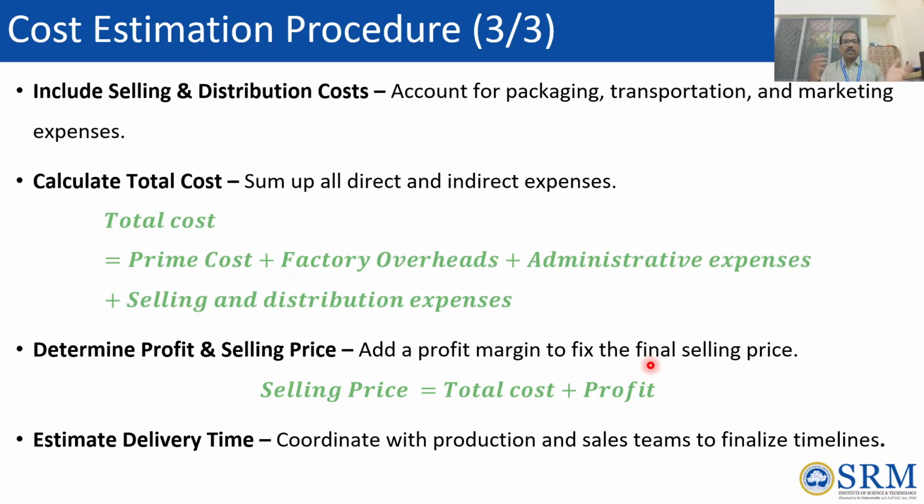Then total cost: how to calculate total cost? It is the sum of all direct and indirect expenses. What is direct expenses? Prime cost would be direct expenses. You know what prime cost is, we saw previously. Then including factory overhead, administrative expenses, and selling and distribution cost or expense gives us the total cost. Along with that total cost, we need to add our profit margin. With that profit, we are able to fix the selling price.